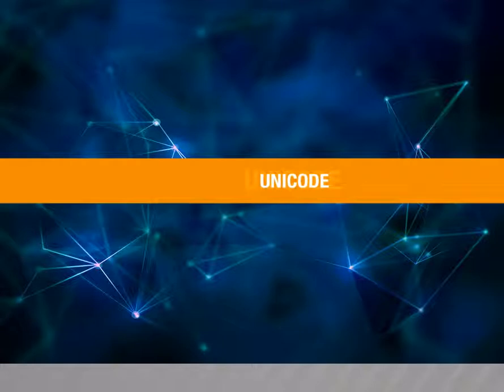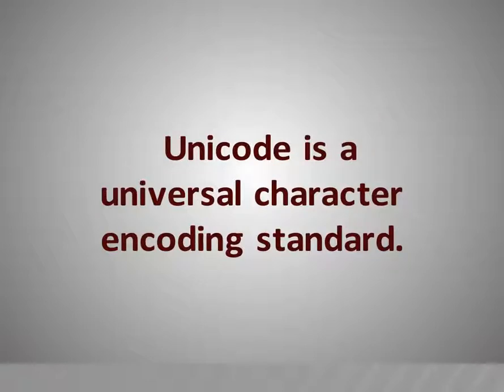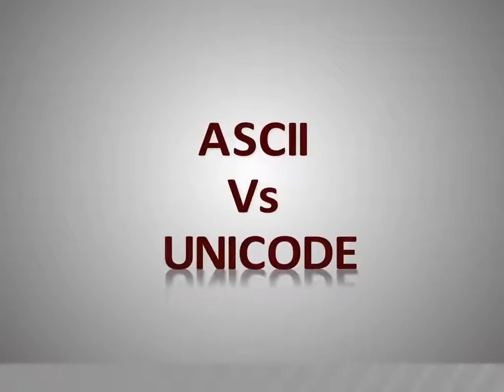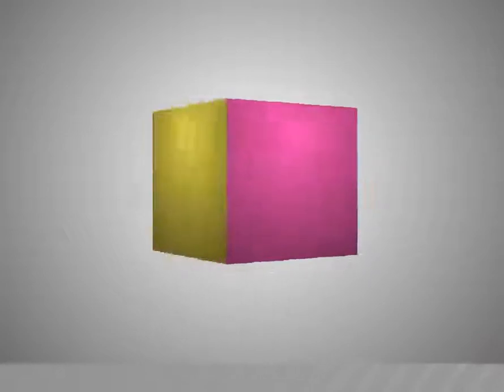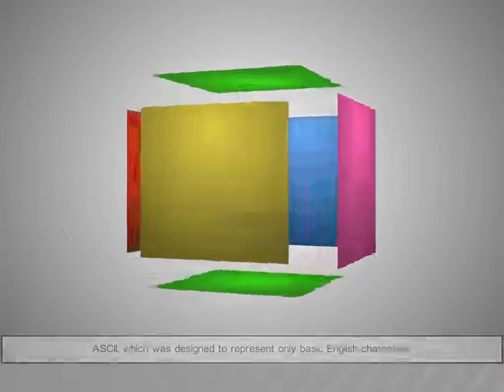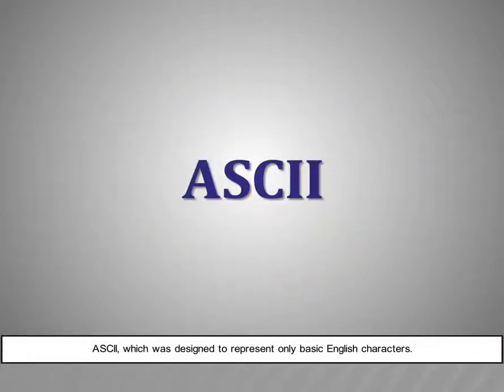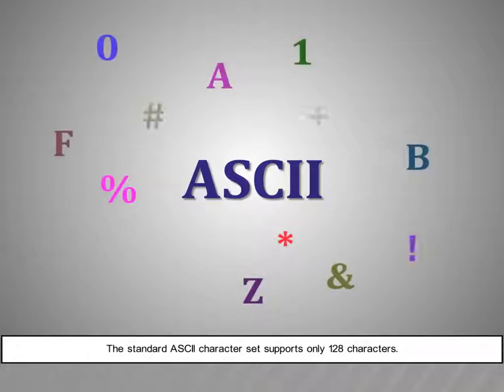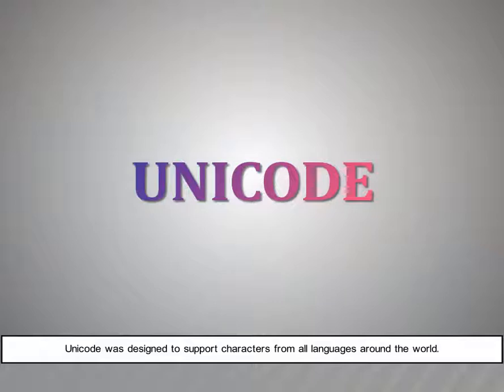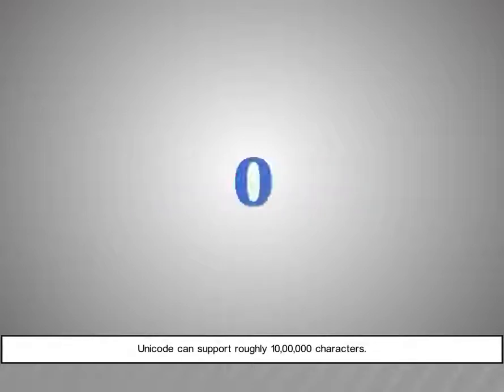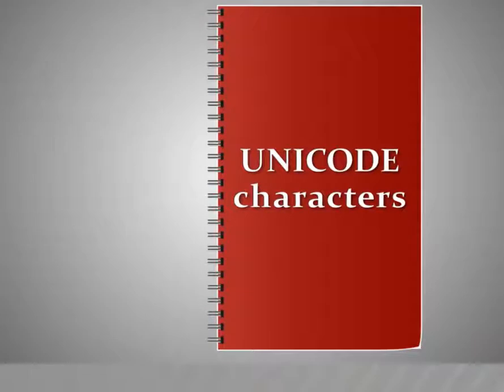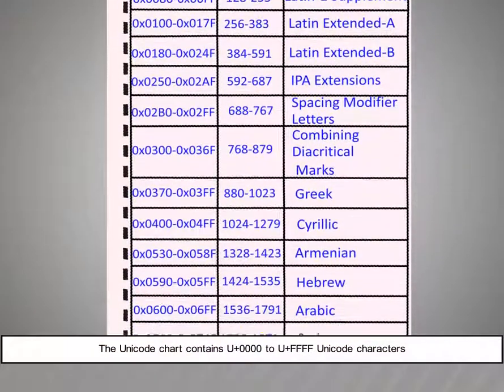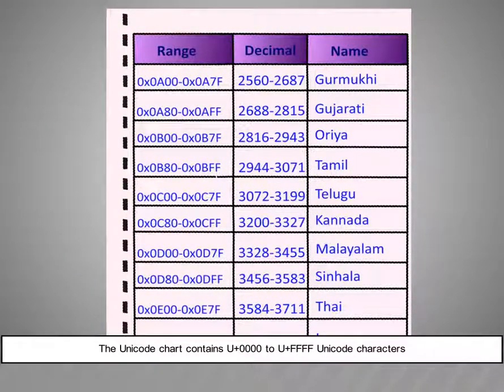Unicode. In this video, we are going to see about Unicode. Unicode is a universal character encoding standard. ASCII versus Unicode. ASCII was designed to represent only basic English characters. The standard ASCII character set supports only 128 characters. Unicode was designed to support characters from all languages around the world. Unicode can support roughly 1 crore characters. The Unicode chart contains U+0000 to U+FFFF Unicode characters.